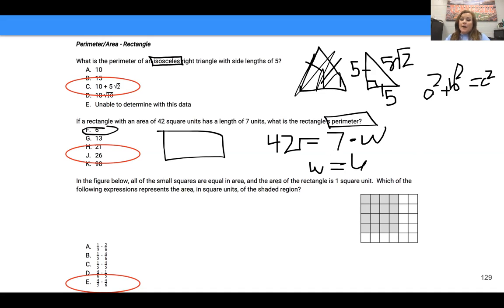Here, if the area of the rectangle, they want to know what the area of the shaded region is in relation to the big one. So if we look at this, this is a 4 by 4. Okay, so 4 times 4 versus a, what is this, a 5 by 6. So 4 times 4 over 5 times 6. Yeah, kind of self-explanatory.